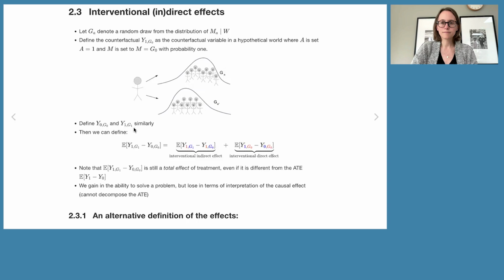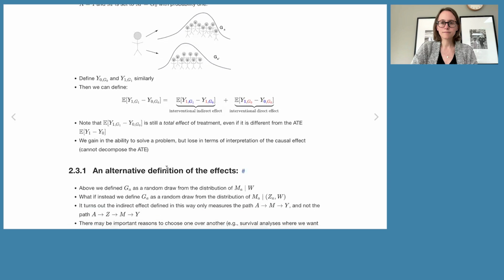Using those three counterfactual outcomes now, we can do a slightly different decomposition where we're showing a different total effect decomposed into the interventional indirect effect. So you'll see that this really looks very similar to the natural indirect effect, only again, what was before a contrast of M sub 1 versus M sub 0 is now a contrast of G sub 1, G sub 0. And the interventional direct effect, which again looks very similar to the natural direct effect, only instead of having this M sub 0 for the red part, we have G sub 0.